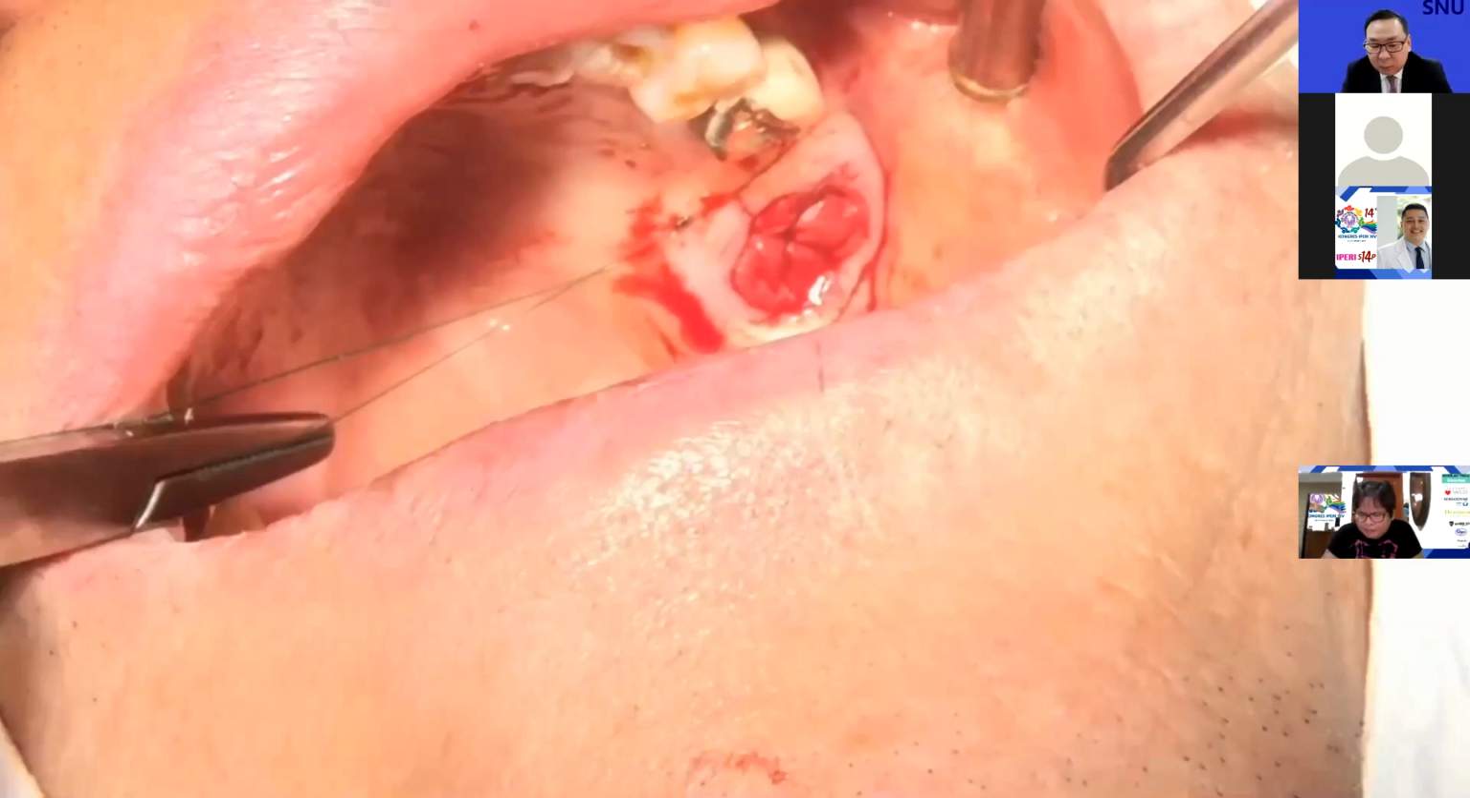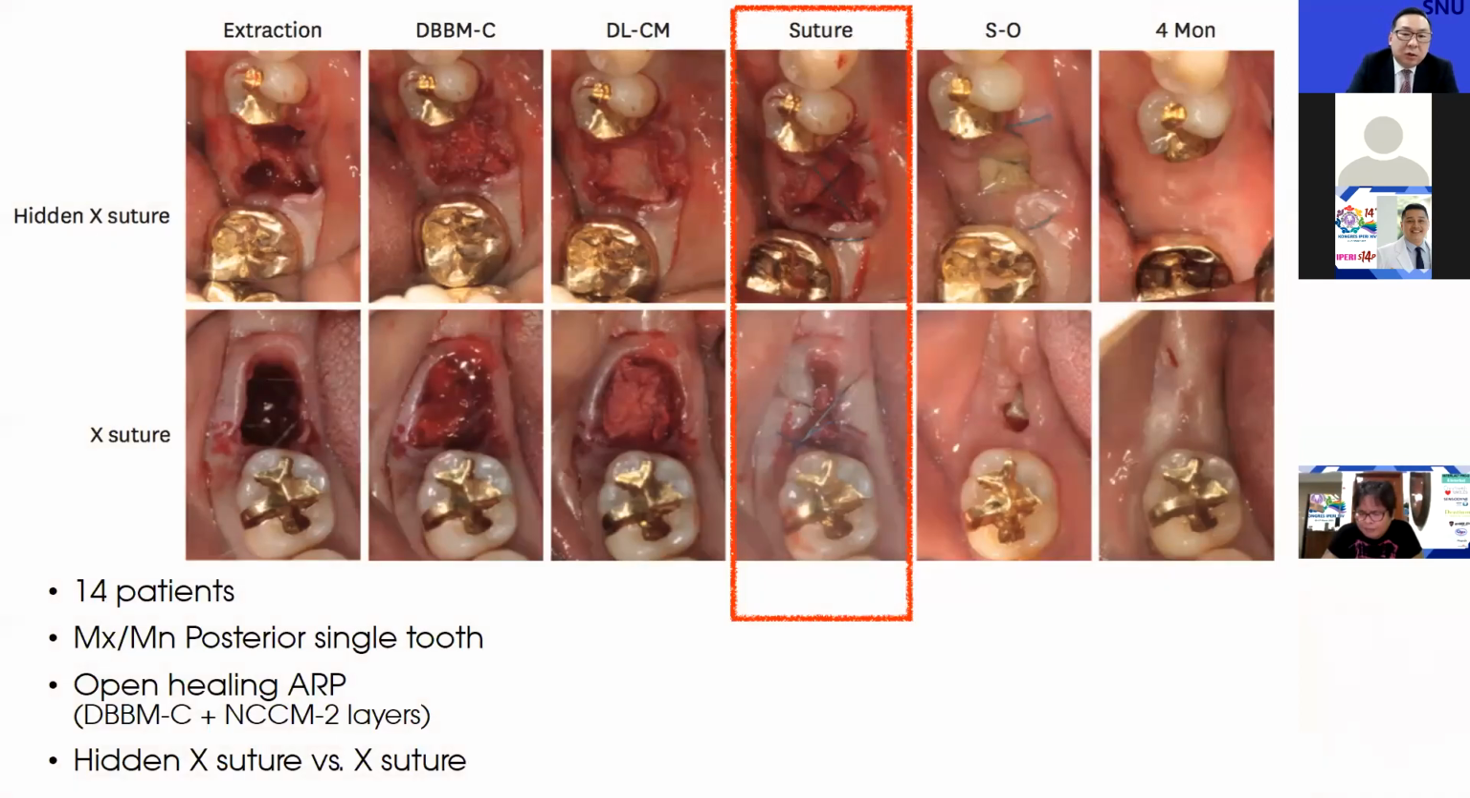And this is really important, because when you look at the hidden X suture above and the X suture below, it's quite clear that this area has not been affected by the tension. And when you look at the X suture below, you know that there is a divergence, or the tension is actually collecting, and this has an effect later on because the width of the preserved bone area could be affected later on.